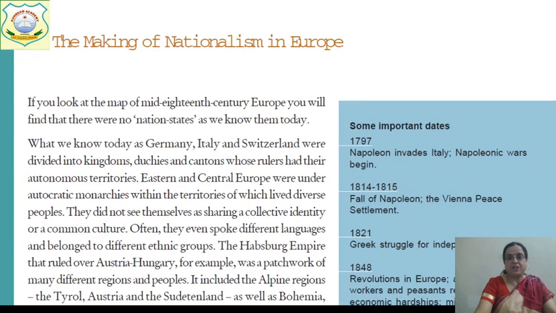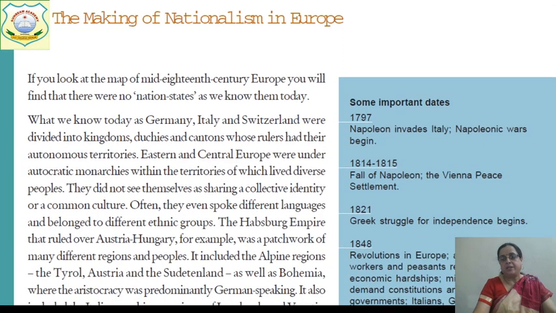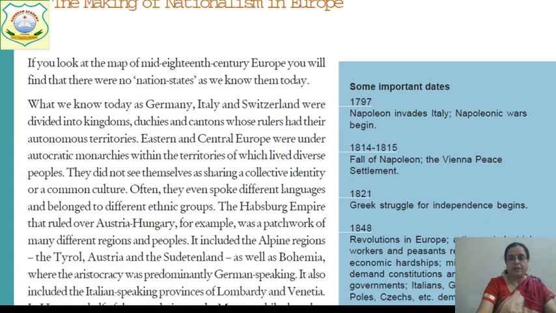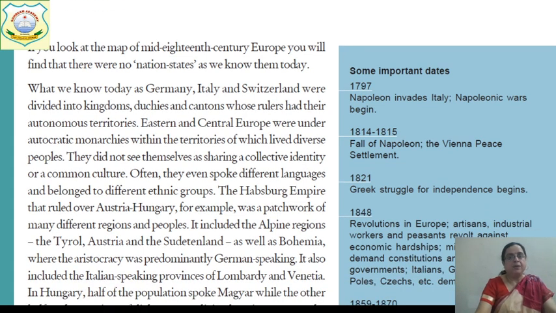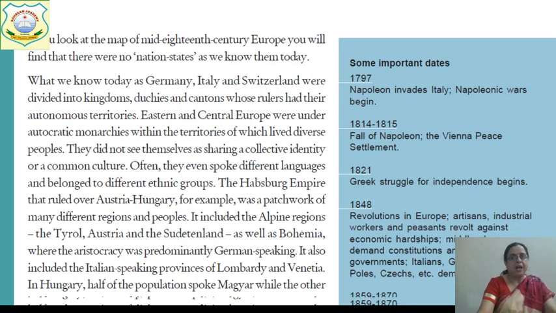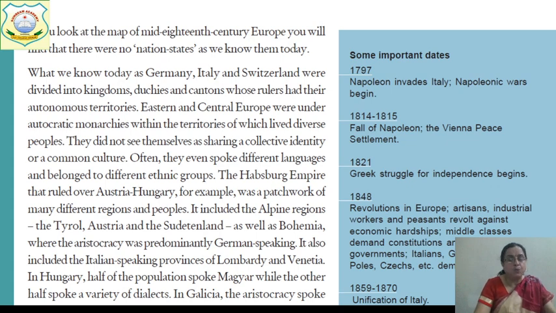Then the making of nationalism in Europe. You can see some important dates are also given on this page, children. Look at the map of mid-18th century Europe at this time. You will find that there was no nation state. Even Germany, Italy and Switzerland were divided into different kingdoms whose rulers had their own autonomous territories. Eastern and Central Europe were under autocratic monarchies within the territories of which lived diverse people. Nothing was common. There was no concept of nation state.